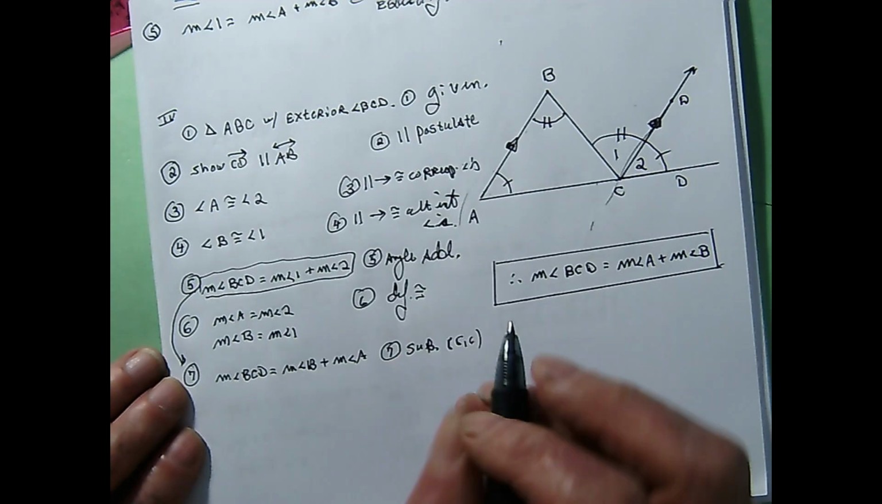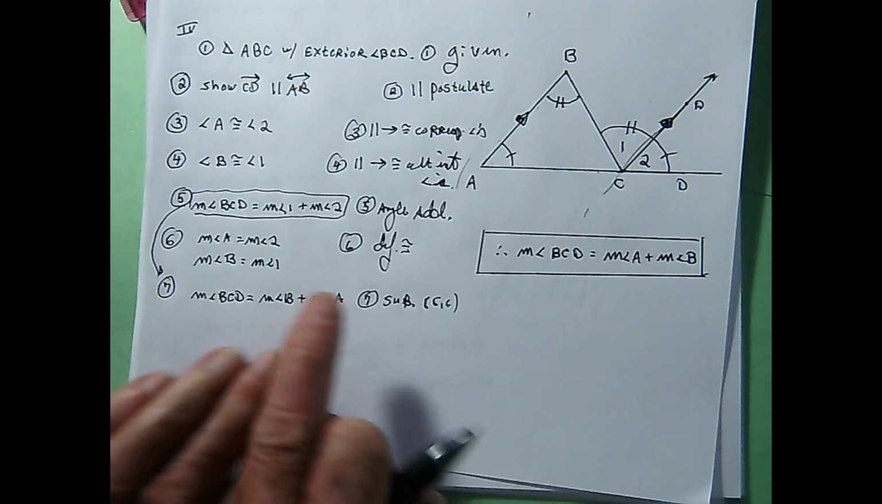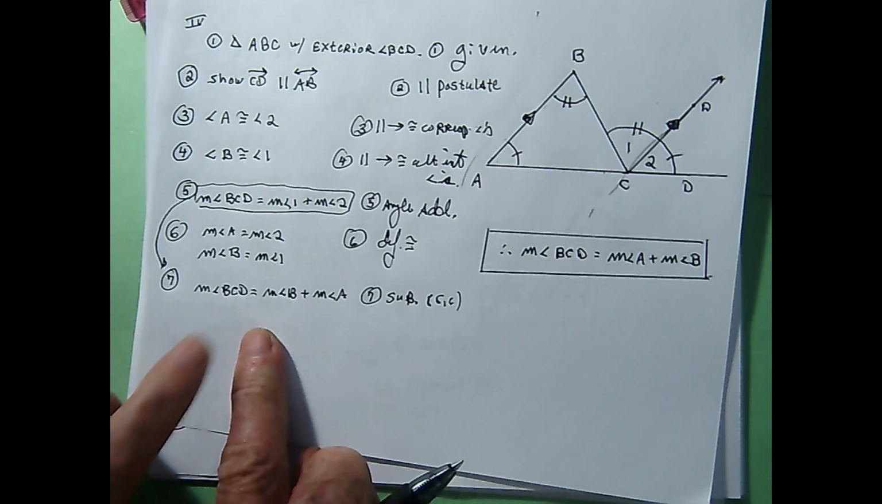And this is not exactly what we wanted to end up with, but it's pretty darn close, huh? And the commutative property, I won't fret about it. The commutative property says I can switch that order. So we do see that BCD is equal to angle A plus angle B. And this is perfectly fine with me. I've got one more I want you to look at with me. And this one's a little more interesting.